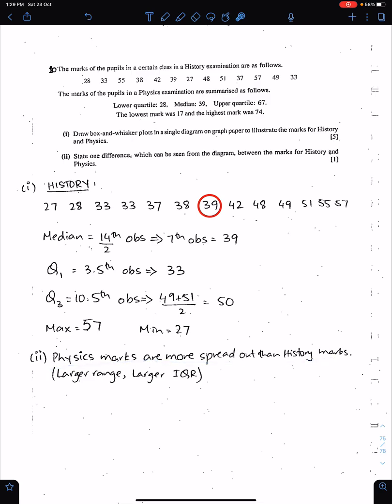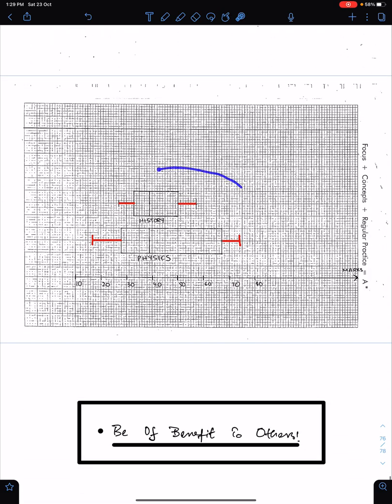You can either say larger range or larger IQR, because the IQR is available, so you can mention the IQR as well. Otherwise range is enough. While comparing box plots, you can just compare box plots through their ranges. Physics marks are more spread out than history marks because this has a larger range and this has a smaller range.